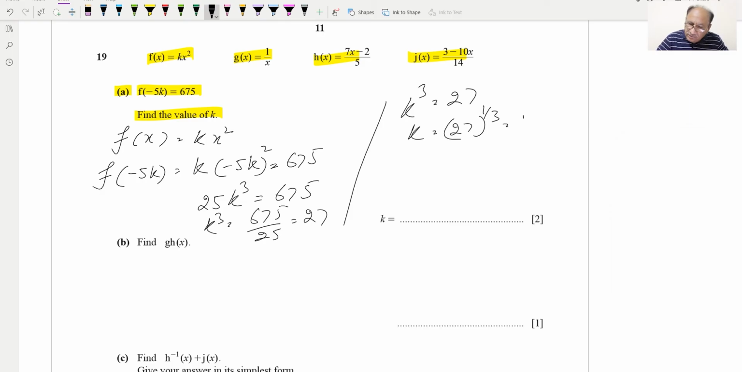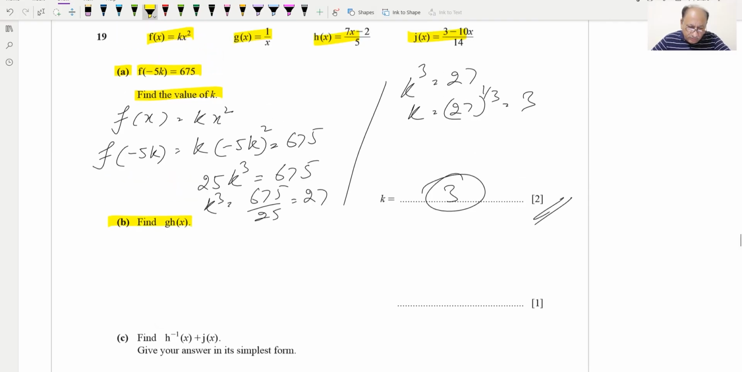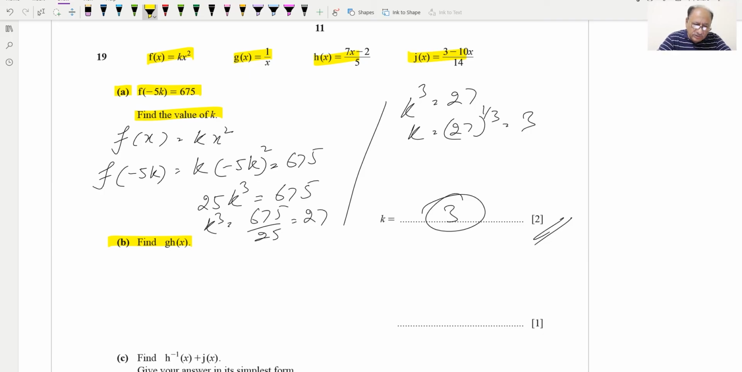So the k value will be 3, for 2 marks, which is done. Hopefully you understood this. Now they're saying find g h of x. We know g of x and h of x are provided, and we will take h of x first. So when we write g h of x, we are first checking this one. So we can write g of h of x.